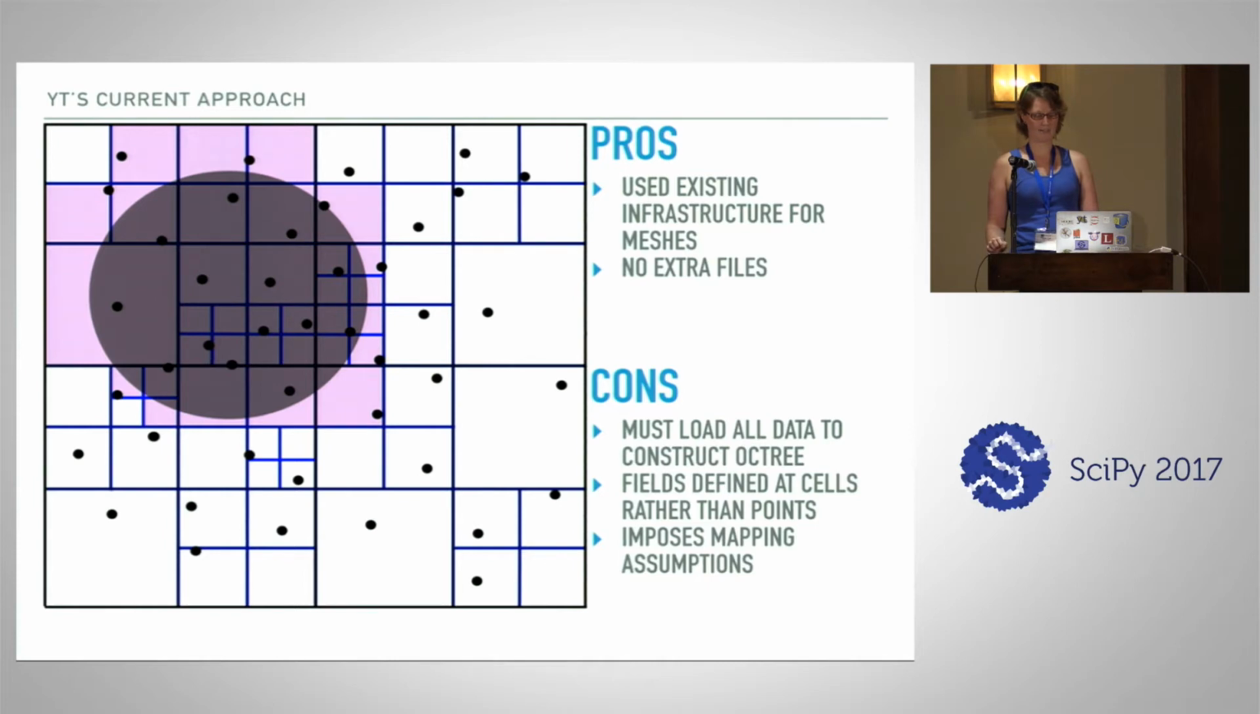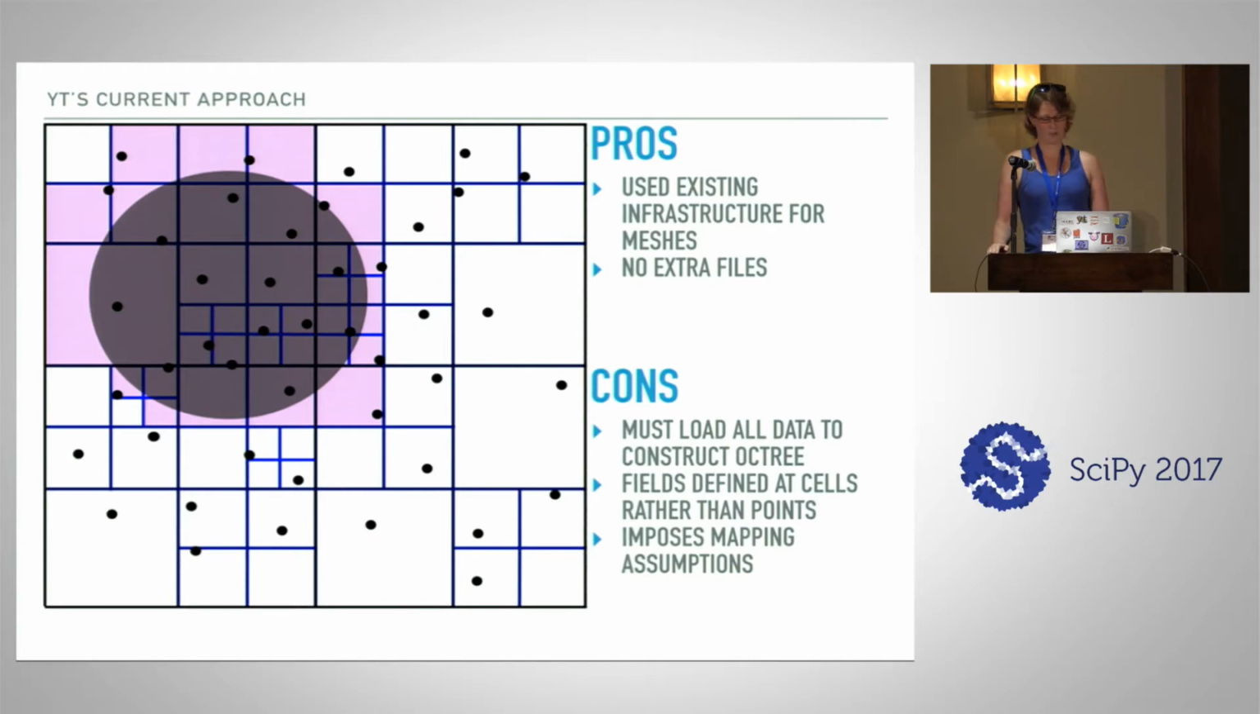So this has advantages in that it used the existing infrastructure and didn't require a whole lot of modification to the code, and it doesn't produce any extra files, so you're just using the data that's already on disk. However, in order to construct this octree, you have to load all of the particles in. And for really large data sets, this is prohibitive. And you have to construct this octree every single time you load that data in.